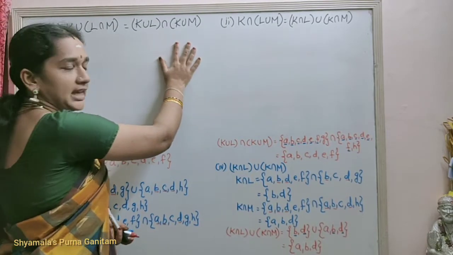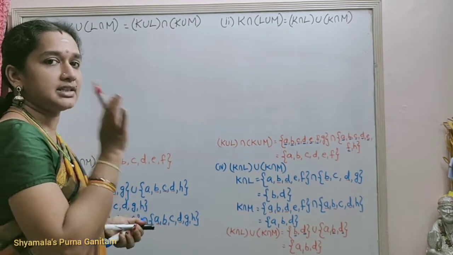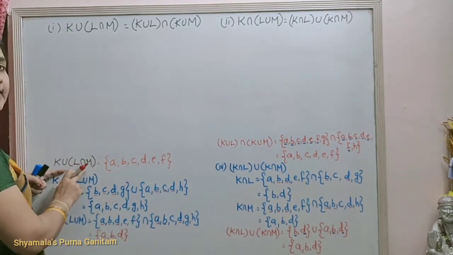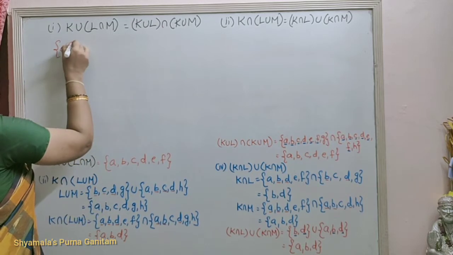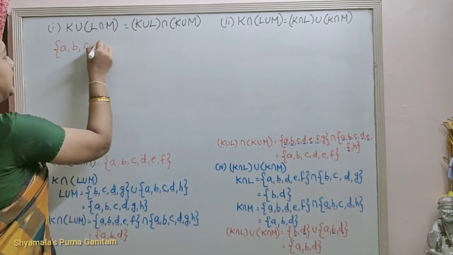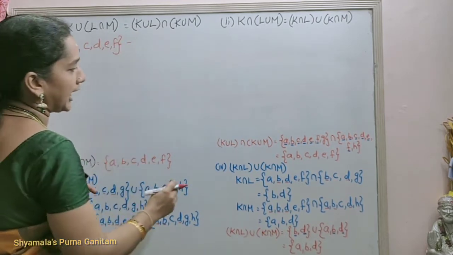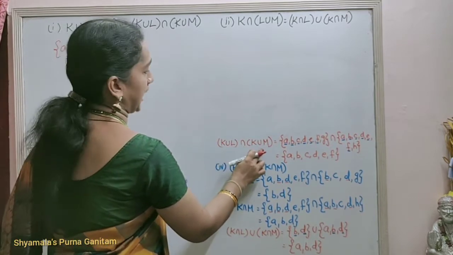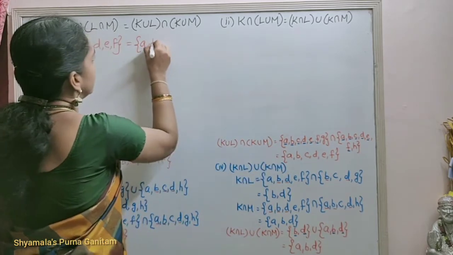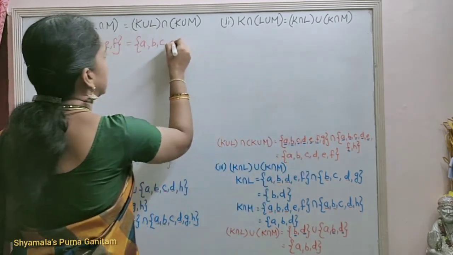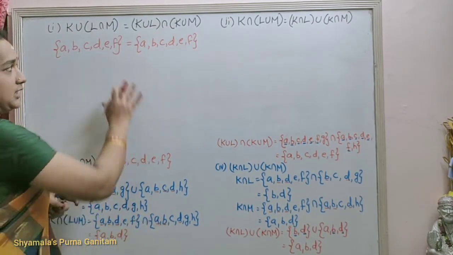So whatever we need here in the distributive property, already we have verified. So we will write it just to verify that. So K union L intersection M, that is LHS. For that the answer we got is A, B, C, D, E, F, is equal to K union L intersection K union M. What is the answer for that? We got the same thing only: A, B, C, D, E, F. So this is only distributive property. The first thing we have proved.